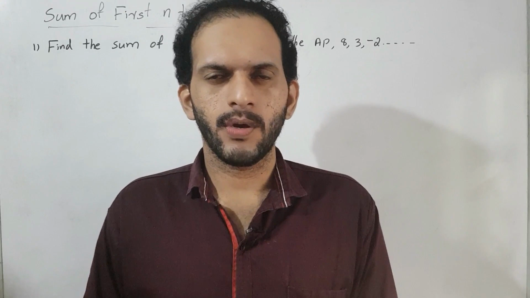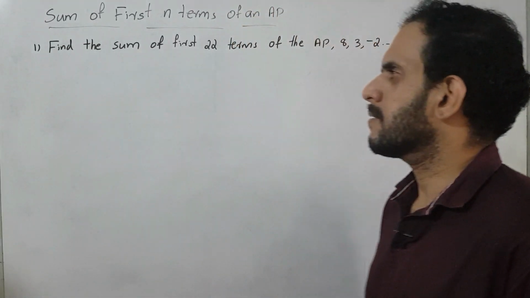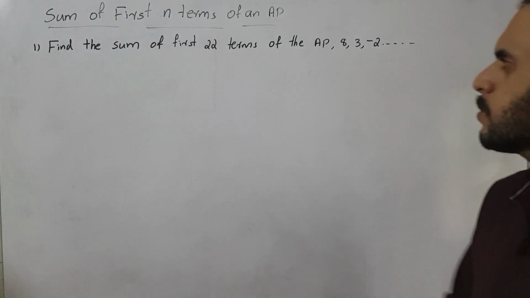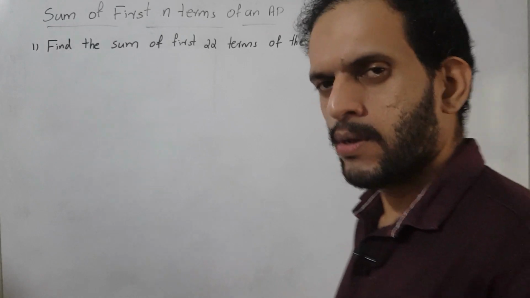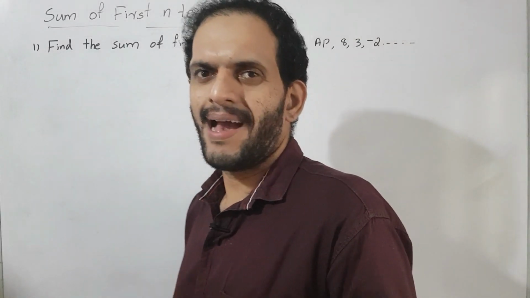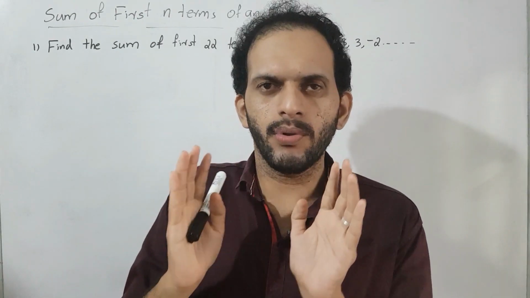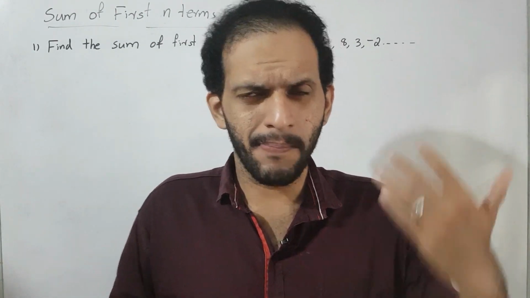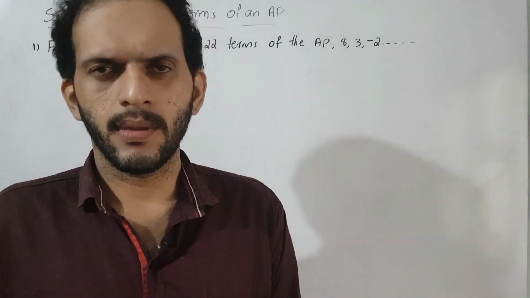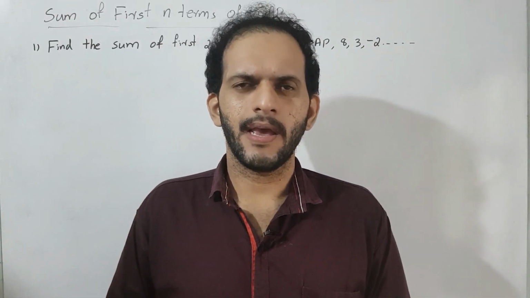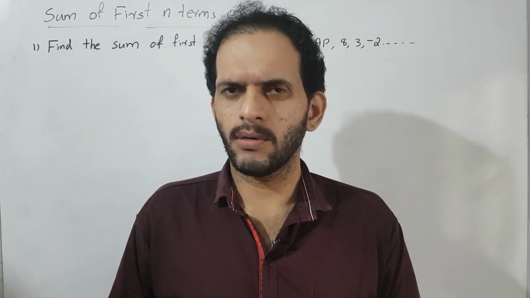Okay, next we go. The first question is a direct application of an equation. The question is like this: find the sum of first 22 terms of the AP 8, 3, minus 2, etc. Here the question is direct. What is asked in the question? The question asks to find the sum of 22 terms of an AP. The AP is already given: 8, 3, minus 2, etc. It is an infinite AP, so the last term is not given here.